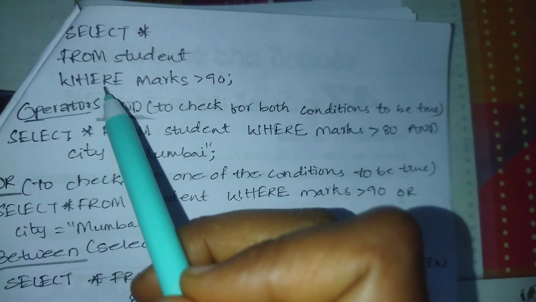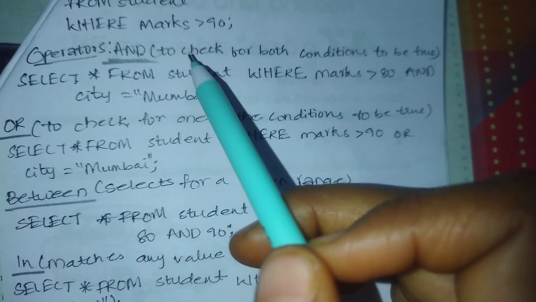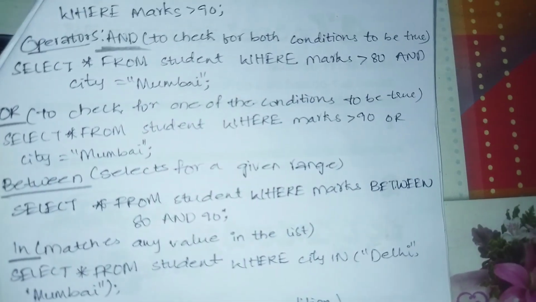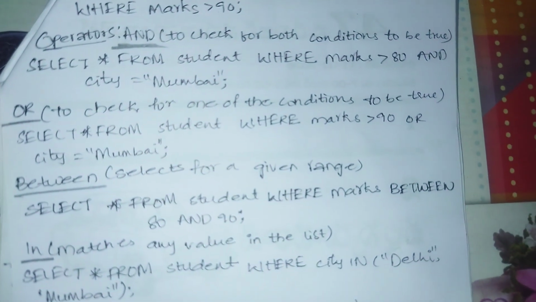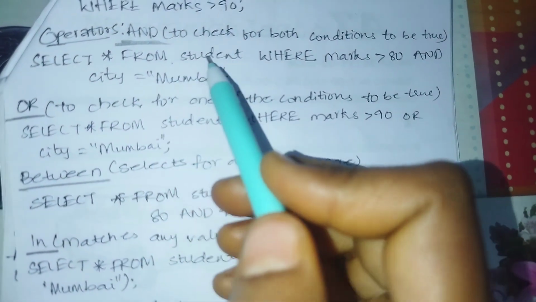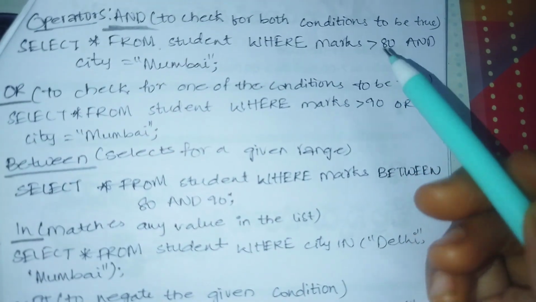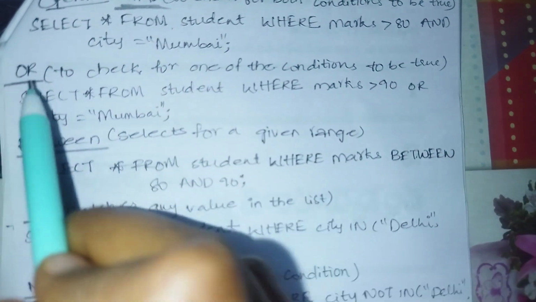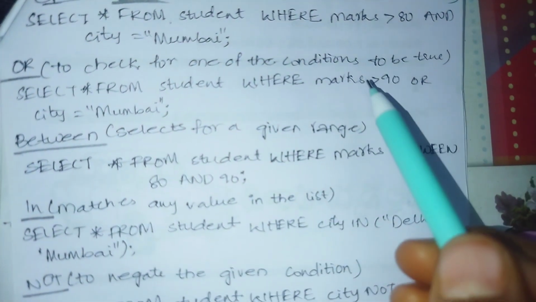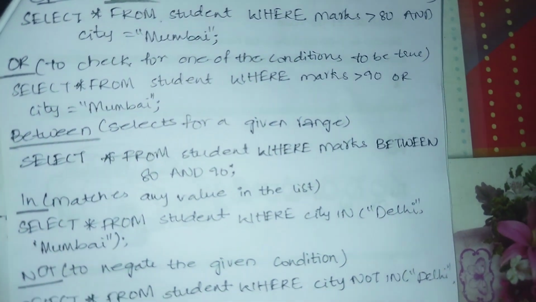Select star from student where marks greater than 90. This is a condition. Operator and is used for checking both conditions to be true. Both conditions must be true. Like multiplying, select star from student where marks should be greater than 80 and city equals to Mumbai. Or, it should satisfy any one condition between these two: marks greater than 80 or a city Mumbai.